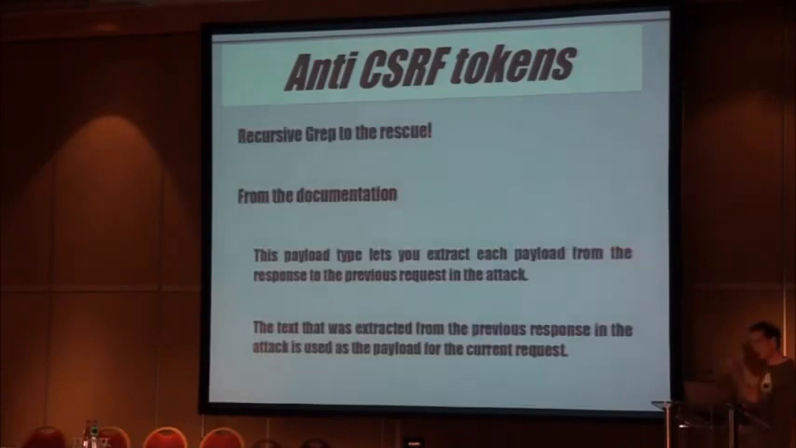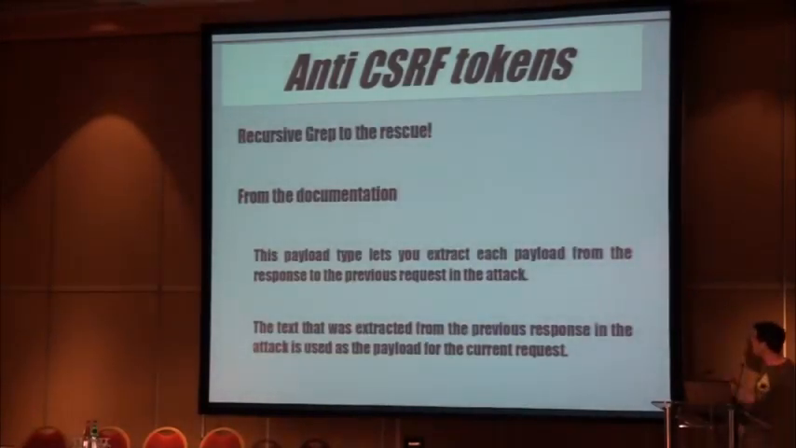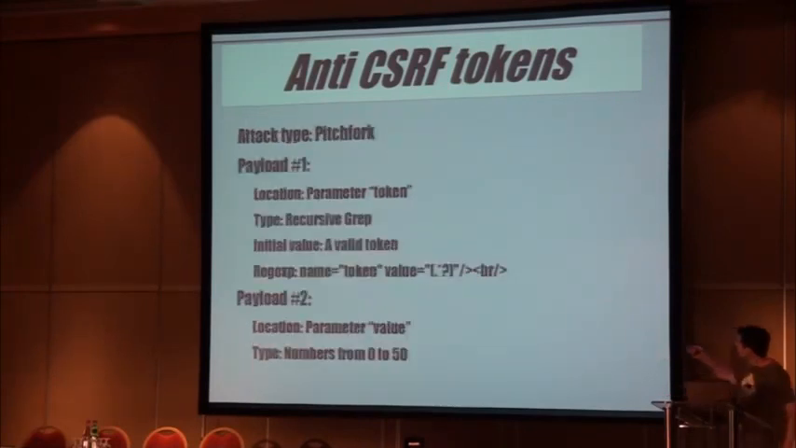So pitchfork, which is a way to use different payloads. The second payload is the parameter value. That's what you want to test from your penetration testing point of view, and you will try from 0 to 50. Why not? And here you will define your anti-CSRF payload. You define a parameter which is token, for which you will use recursive grep, and then here you put a valid token for the initial step, and every other step will use the value extracted by a regular expression from the previous request. And it works perfectly well.